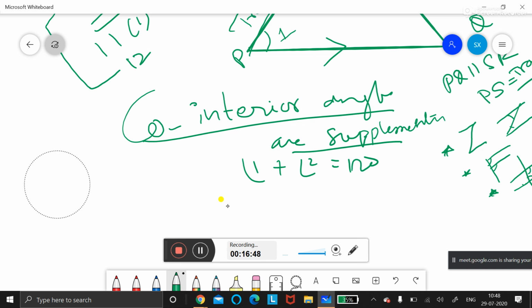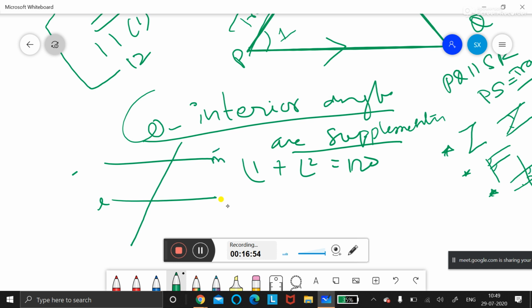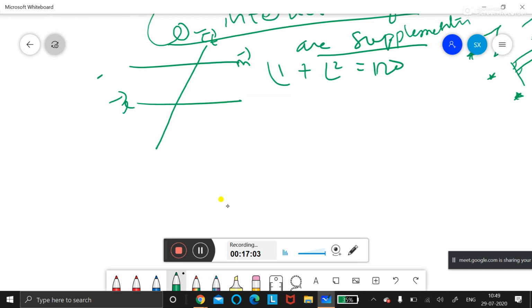Alternate interior angle. If there are two lines, L and M, and one transversal, what is this line called? The lines L and M are parallel. And what is this line T called? The line T is called the transversal. Now, what is the first property? Alternate interior angles are equal.